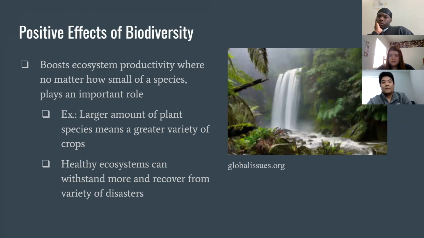So the positive effect of biodiversity is that it boosts ecosystem productivity, to the point where no matter how small the species may be, they play an important role. An example of a positive effect of biodiversity is that if there are larger amounts of plant species present, there is a high chance of a variety of crops to be present as well. If a natural disaster occurs and damages crops, or even lowers animal populations, a healthy ecosystem can recover and withstand these events and not be highly affected by them.